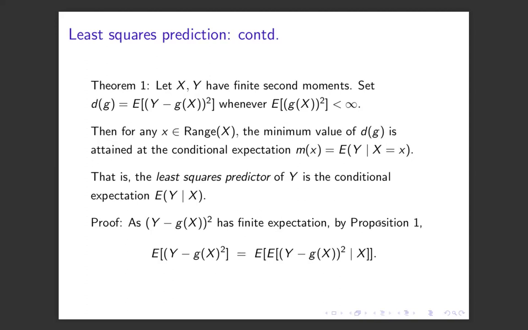Proof. So as this has finite expectation, by our earlier results, this expectation of (Y minus g(X)) whole squared is the expectation of the conditional expectation. So we will look at the conditional expectation of (Y minus g(X)) whole squared given X equal to little x.